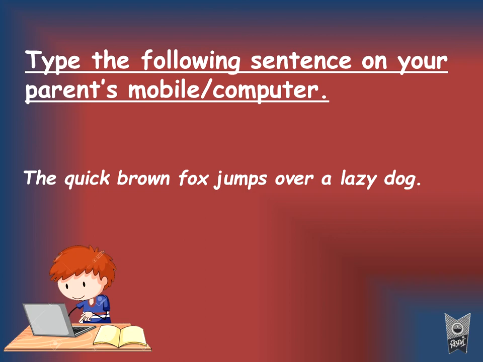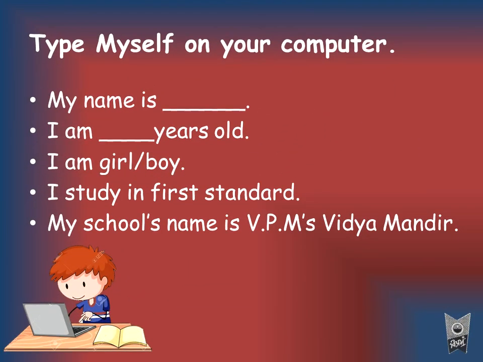Okay, and if you wish to do a little more activity, if you feel like it, then you can type about myself on your computer, like: My name is dash. So I cannot write the name, you can write your own name. I am dash years old. I am a girl. Girls will write girl, then put full stop. And I am a boy. Boys will write only boy and put a full stop. I study in first standard. My school's name is VPM's Vidya Mandir.